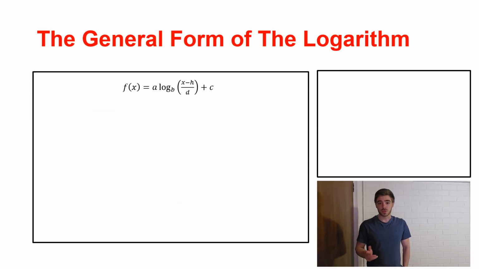The general form of the logarithm is written above. Now, the good thing about logarithms is that they are the inverse of the exponential. So if you know how the exponential looks, then all you have to do is flip that to achieve the logarithm. Let's take a look.